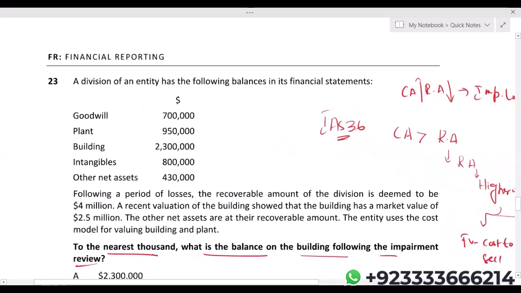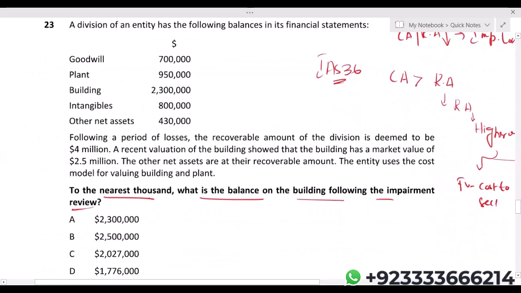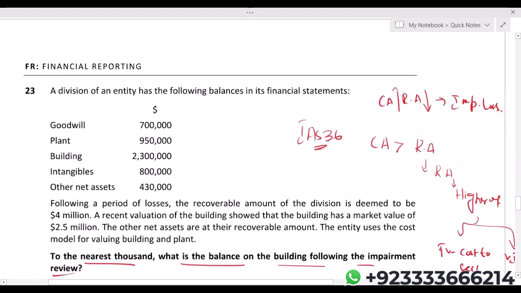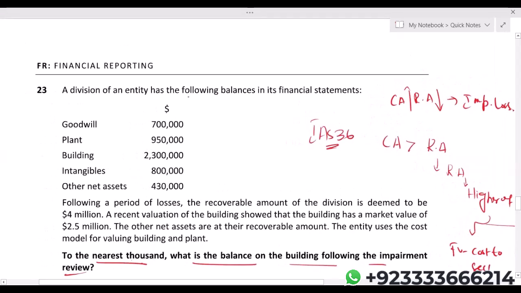Now let's see what they are asking. To the nearest thousand, what is the balance on the building following the impairment review? A division of an entity has the following balances in its financial statements: goodwill, patent, building. Building has a carrying amount of 2.3 million. Intangible asset 8 lakh. Other net assets 430. Following a period of losses, the recoverable amount of the division is deemed to be 4 million. A recent valuation of the building showed that the building has a market value of how much?